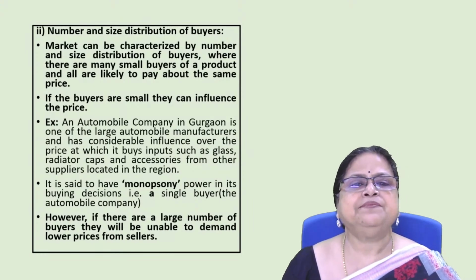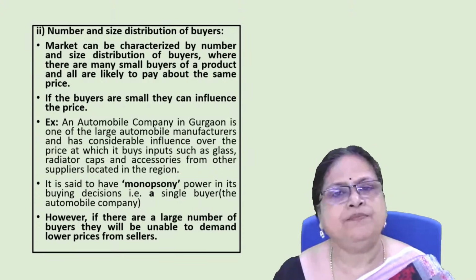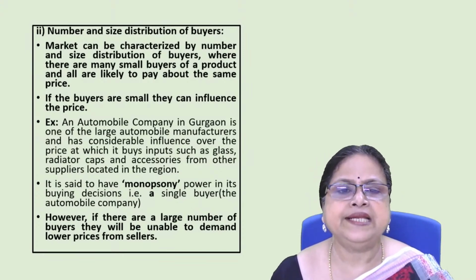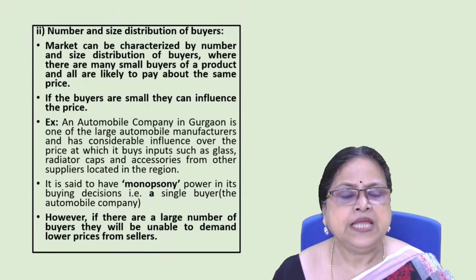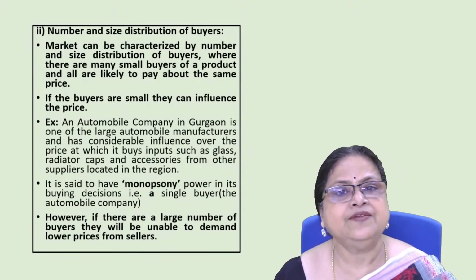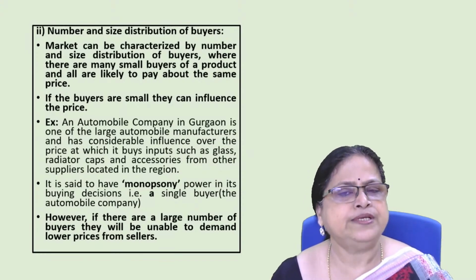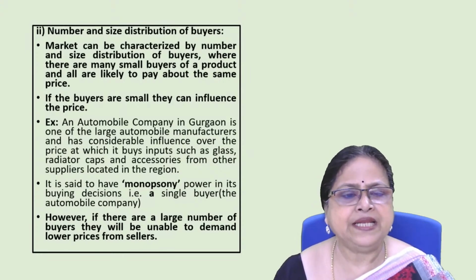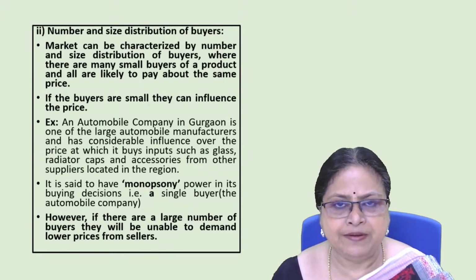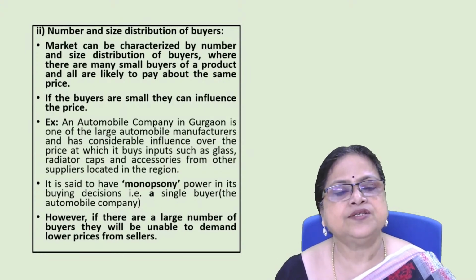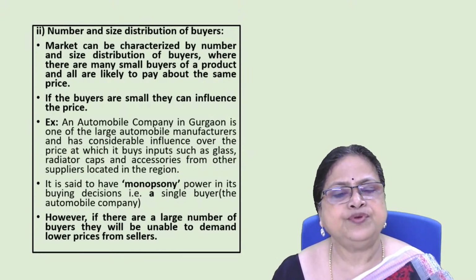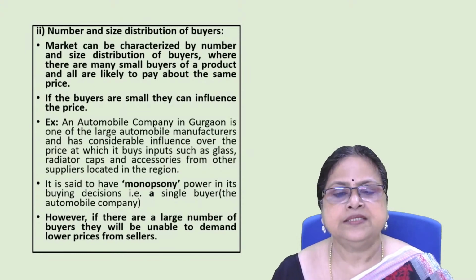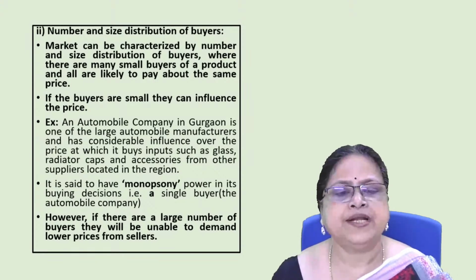Markets can be characterized by the number and size distribution of the buyers, where there are many small buyers of a product and all are likely to pay about the same price. If the buyers are small, they also can influence the price and they also can have some power in the market. For example, an automobile company in Gurgaon is one of the large automobile manufacturers and has considerable influence over the price at which it buys inputs such as glass, radiator caps, and accessories from other suppliers located in the region.